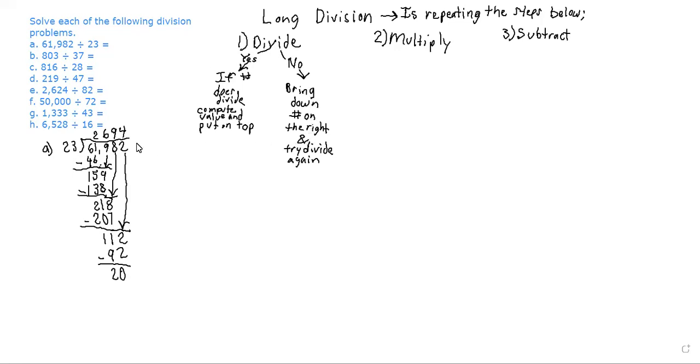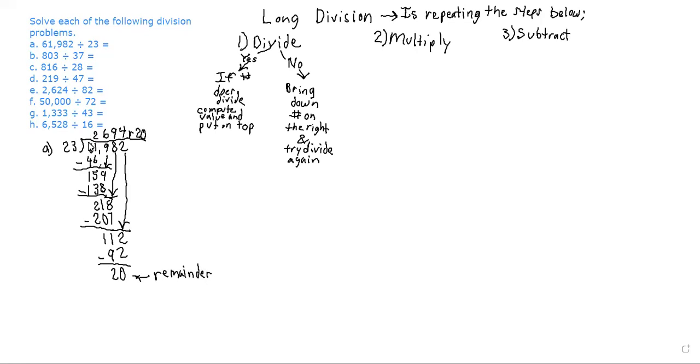But there are no more numbers on the right. And what did we say when we started? We keep going until we run out of numbers. There are no more numbers in our dividend, the number we were dividing into. So that means we can't bring any more numbers down, so this is just going to be our remainder. If 23 does not go into this number and there are no more numbers to bring down, then that number becomes the remainder. So our remainder is this number right here. And we're going to indicate that by coming up here and putting R20.